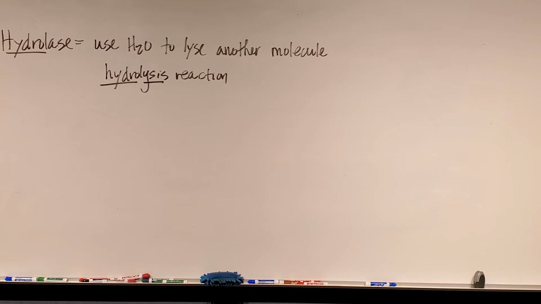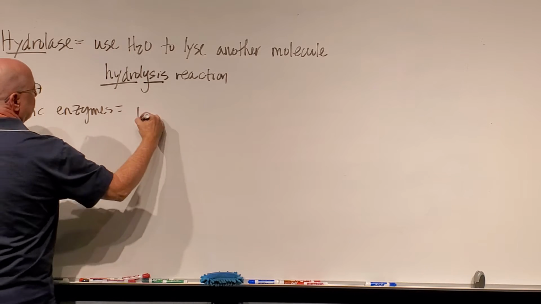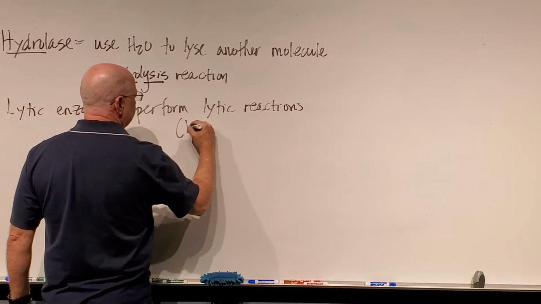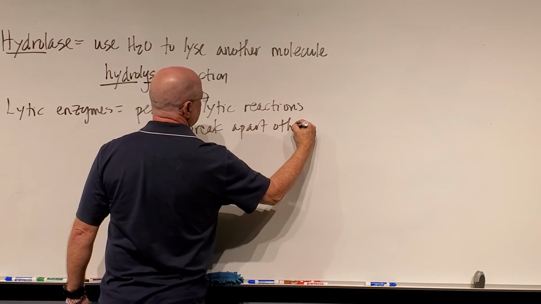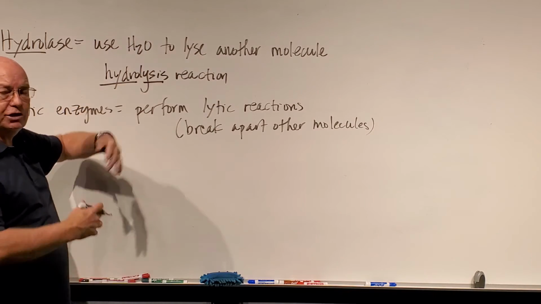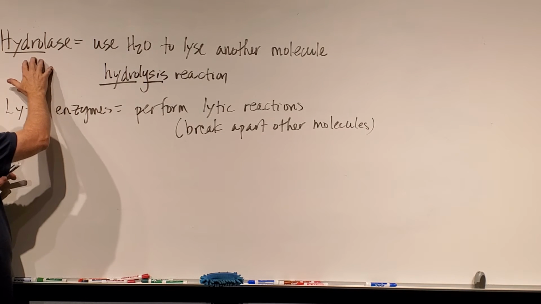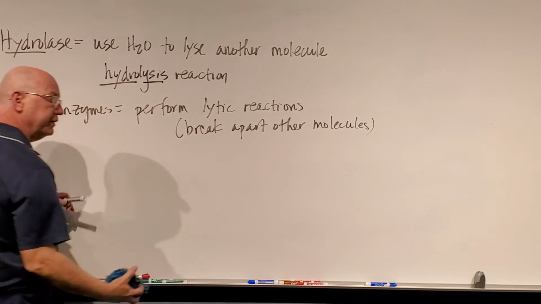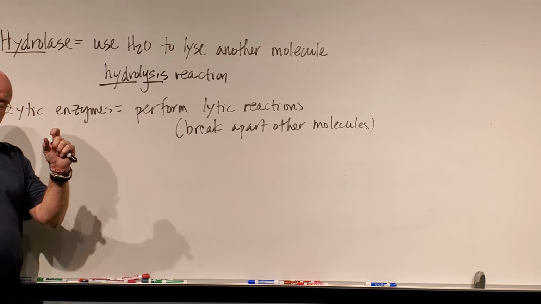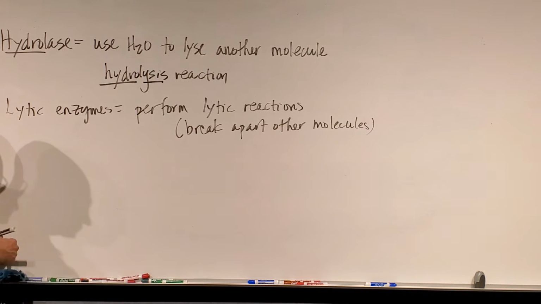What's the next one I have listed for you? Lytic enzymes. There's a whole class of enzymes called lytic enzymes, and they perform lytic reactions, which means they break apart other molecules. So for example, this would be a lytic enzyme because it's going to lyse another molecule or break it down. And because it uses water, this would be called a hydrolytic enzyme or a hydrolase. A hydrolase is a specific class of lytic enzymes that use water. But all lytic enzymes can break down other molecules. Like lysosomes in eukaryotic cells are filled with lytic enzymes. Our white blood cells are rich with lysosomes. That's how they break down foreign invaders and kill infectious agents and things.